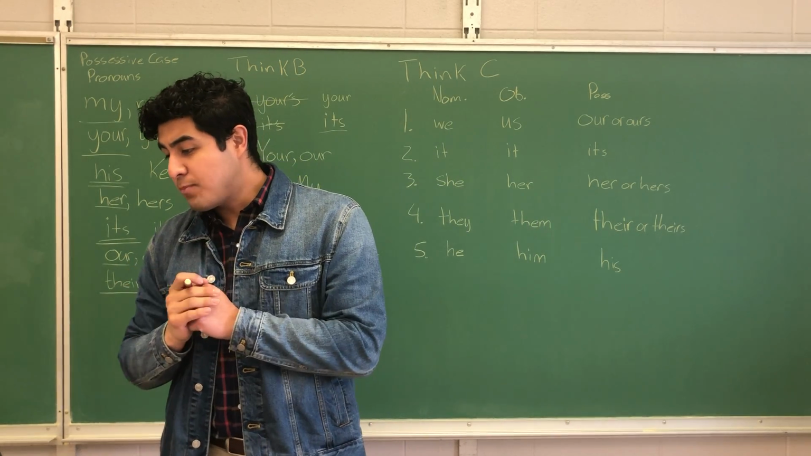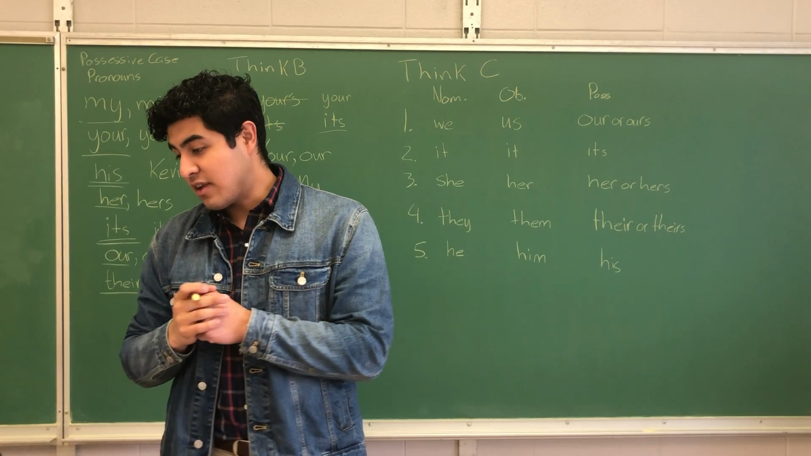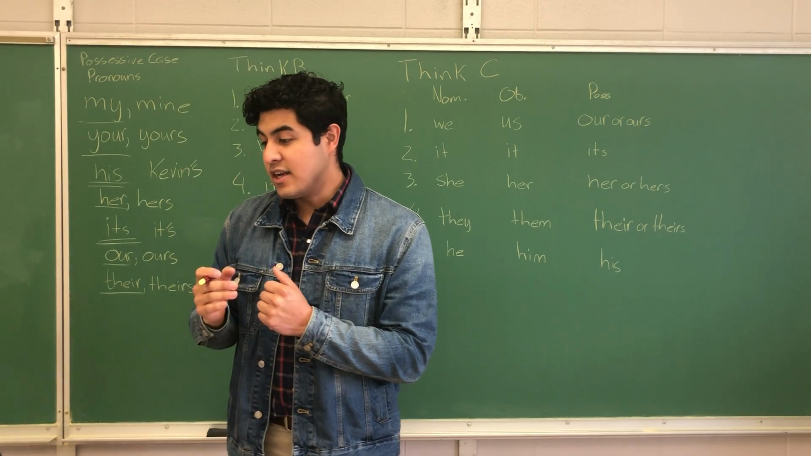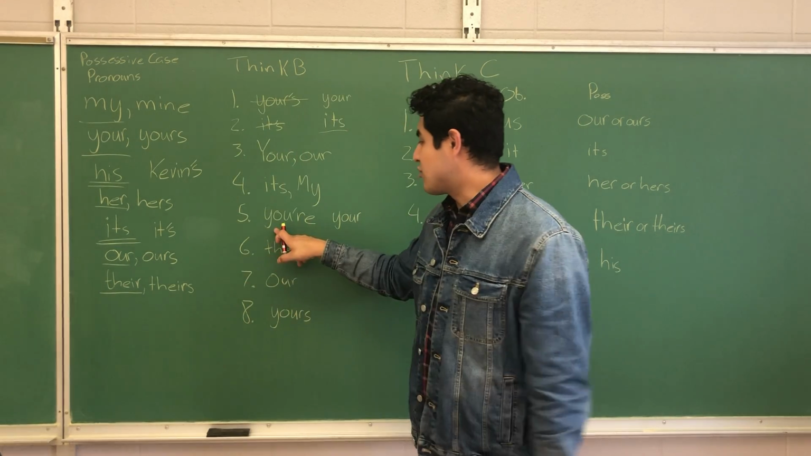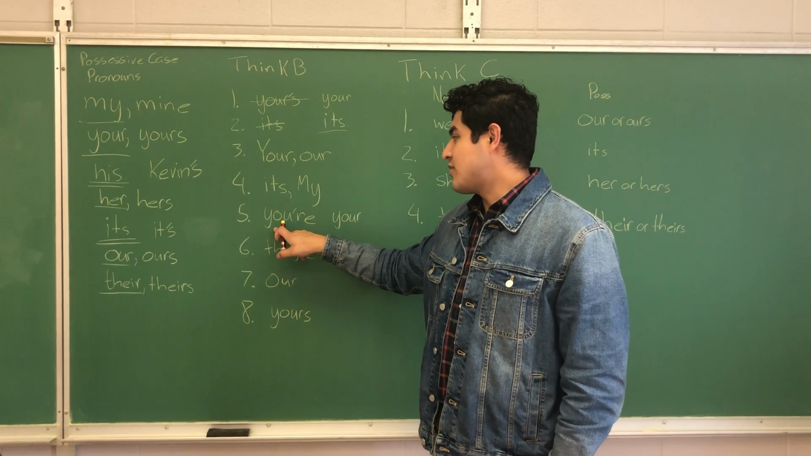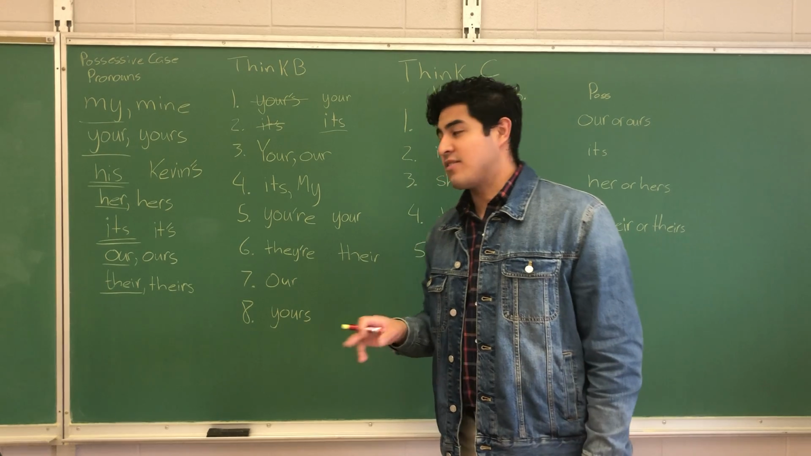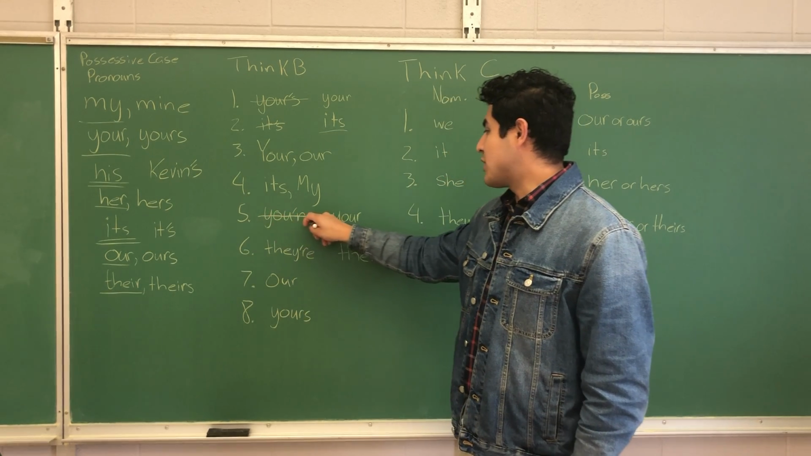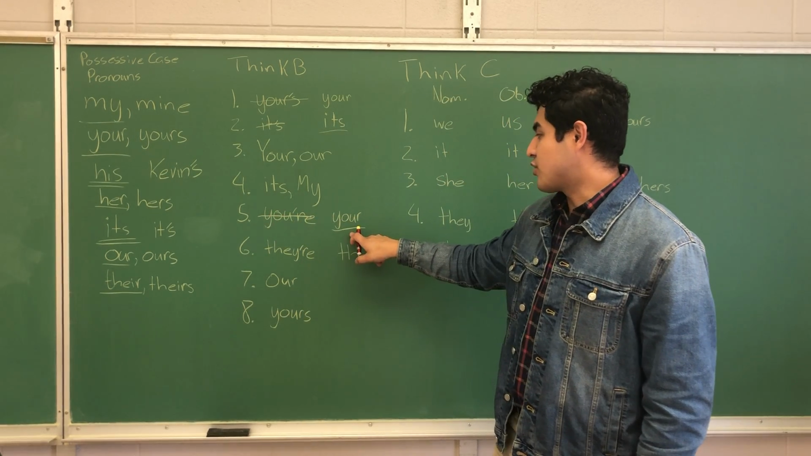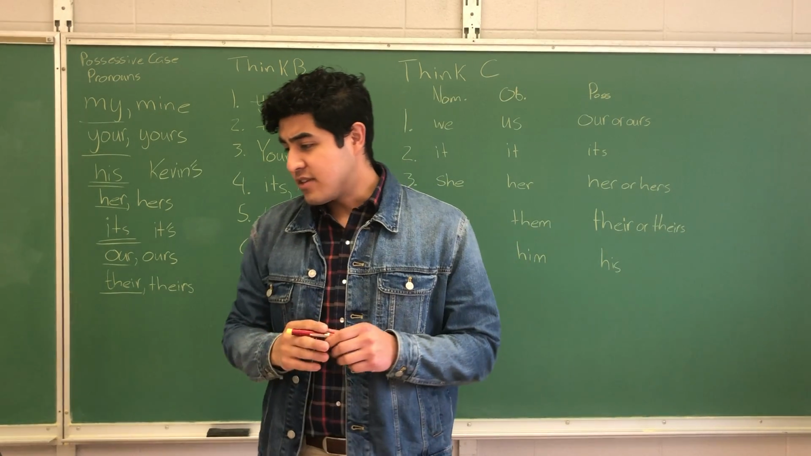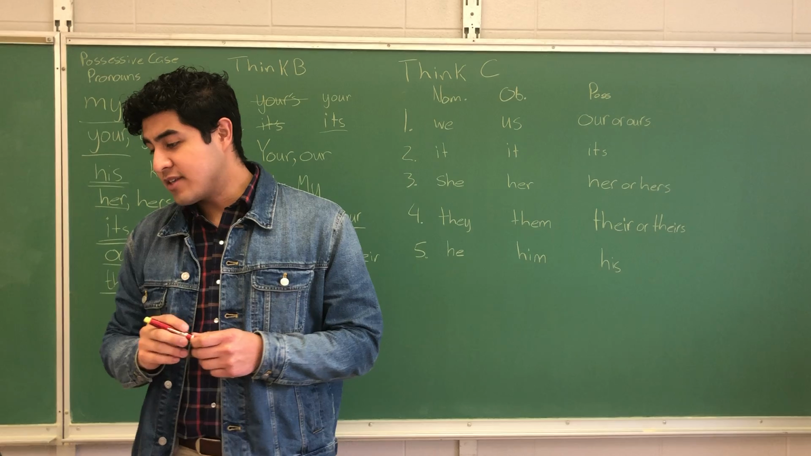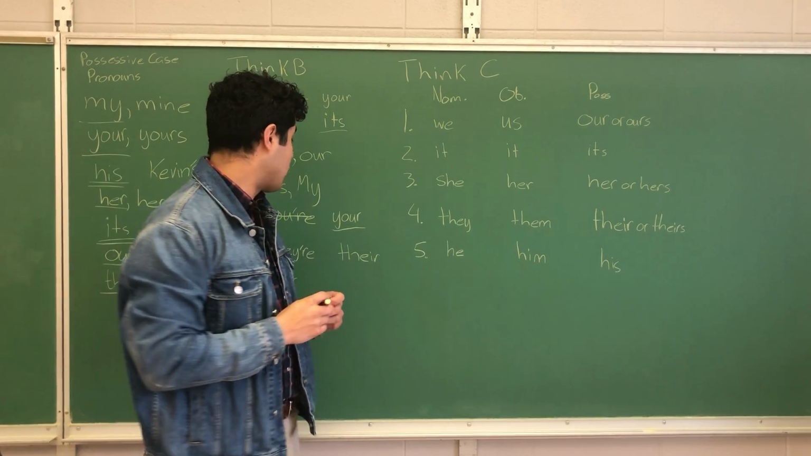Number 5, this paper is mine. Okay, that's one possessive pronoun, and that's used correctly. Then you have your paper is on your desk, but the your is written with a contraction. You wouldn't say your paper is written on the desk. So this one would be crossed out, and you would substitute it with the correct form of your for number 5.